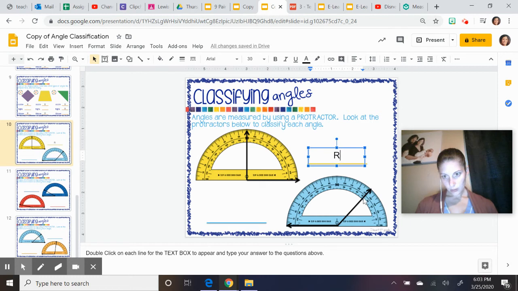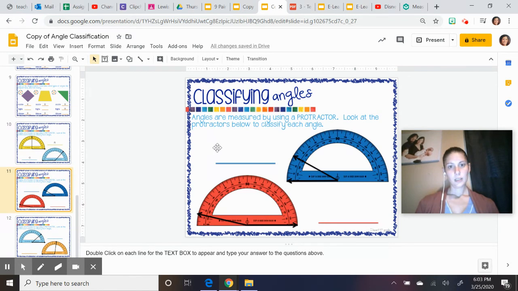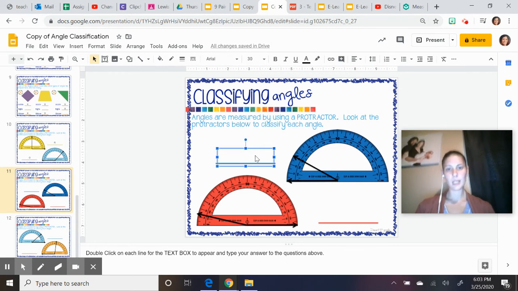And so it's either going to be the small number down here or the big number right here. But look at this angle right here. Is that a small angle or a big angle? That's a big angle. So it's going to be that big number right there. So this is going to be obtuse. Okay, same thing here. Look at how little and cute this angle is. That's got to be an acute angle.